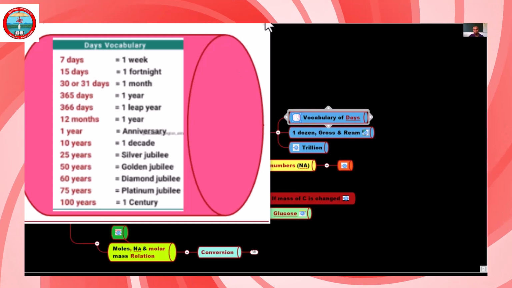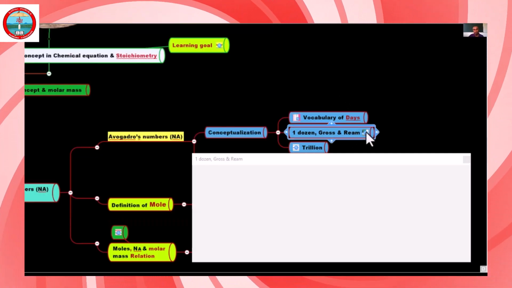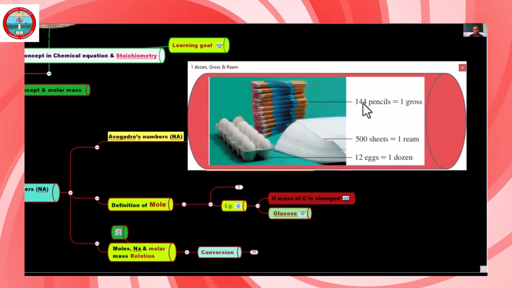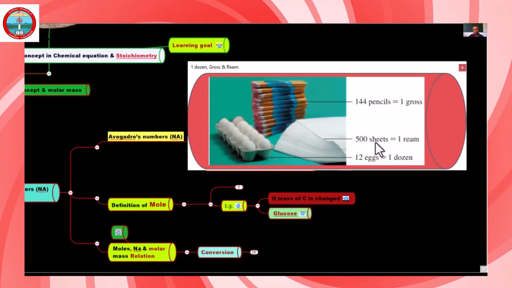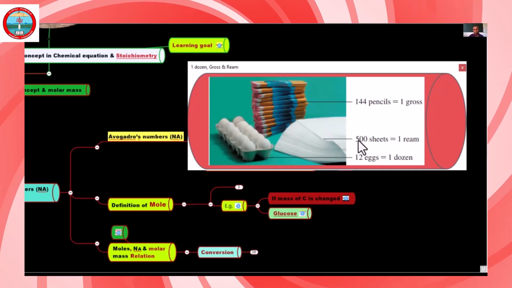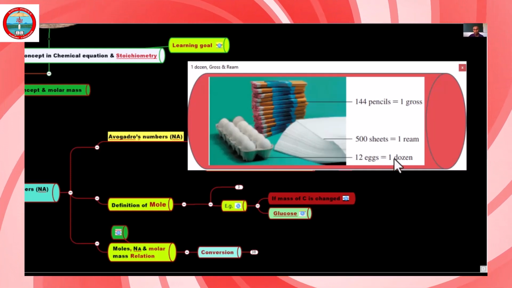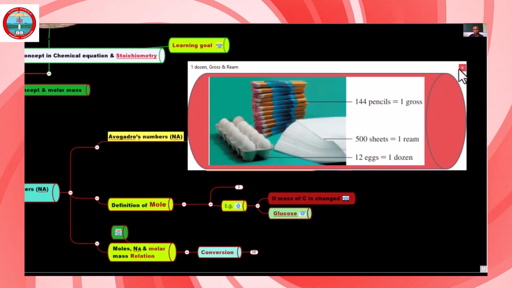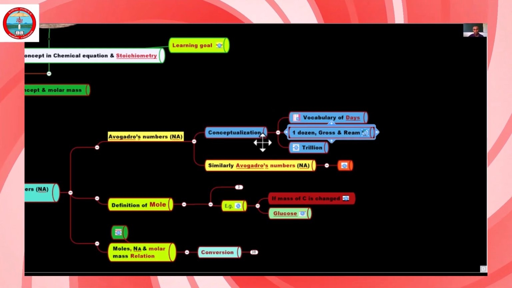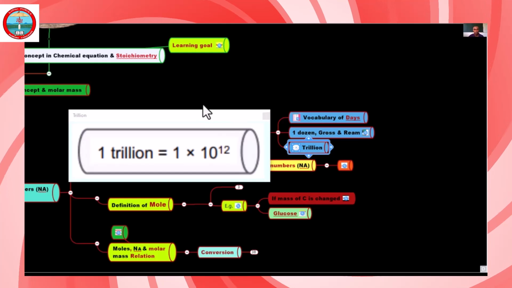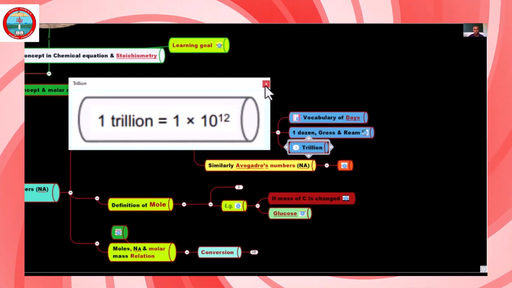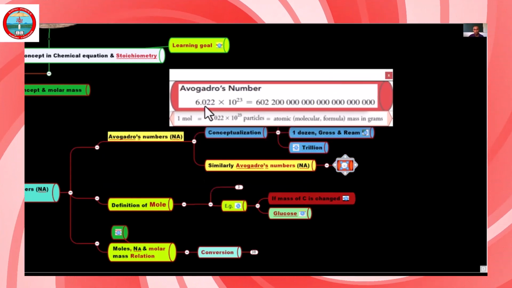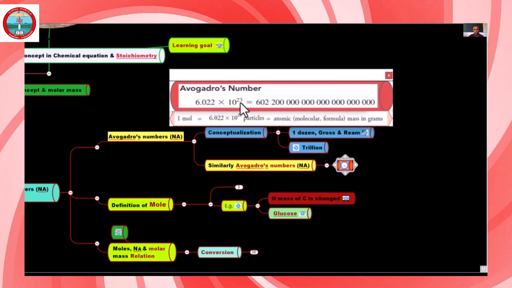And in dozen, gross and ream, 1 gross means it contains 144 particles, in this case pencils, and 1 ream is equal to 500 particles, in this case 500 sheets, and 1 dozen is equivalent to 12 particles, in this case 12 eggs. This is one concept regarding Avogadro. Similarly, 1 trillion means 1 times 10 raised to 12. In this way, similarly, the Avogadro number is 6.022 times 10 raised to positive 23, not negative 23.